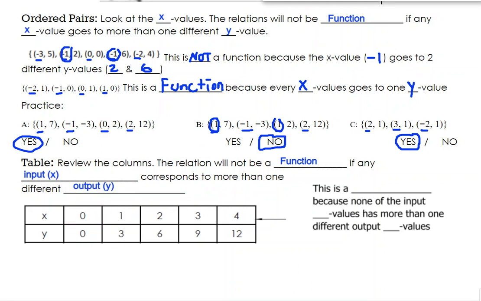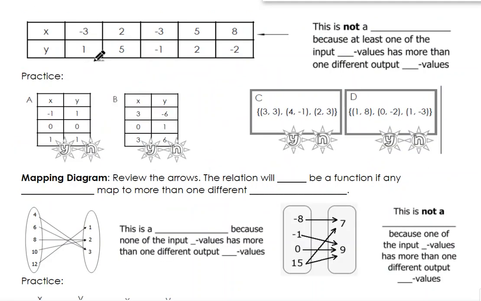I have 0, 1, 2, 3, 4. They're all different. So this is a function. Woohoo! Function, it's working. The reason why it's a function is that all of my x's are different. All of my x's go to their own y. It doesn't go to two y's, it goes to one y, so it works. It's all good.